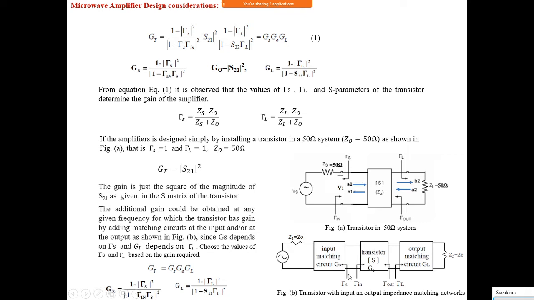If you use Z0, for example ZS, this Z1, the source impedance, equal to 50 ohm, we do not get a gain of 2 dB here. So what we have to do is change the impedance here. Even if the source impedance is 50 ohm, you should not think of it as a matched one. Even though it is matched, that matched condition of 50 ohm doesn't give a gain of 2 dB.